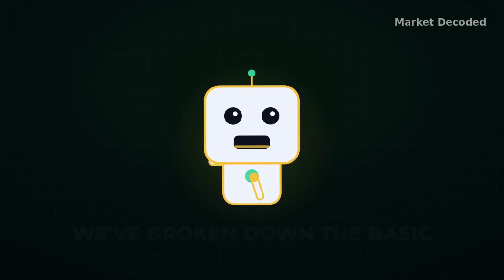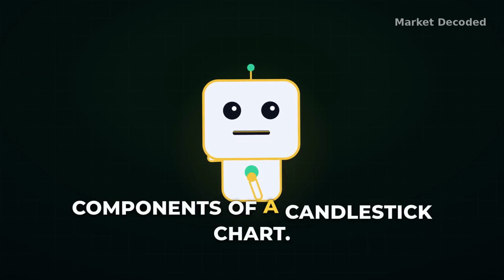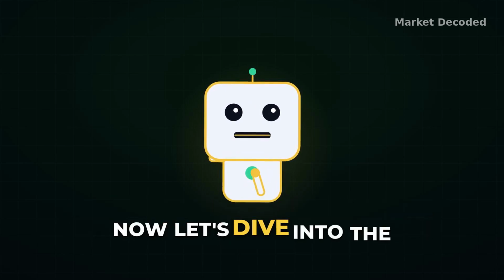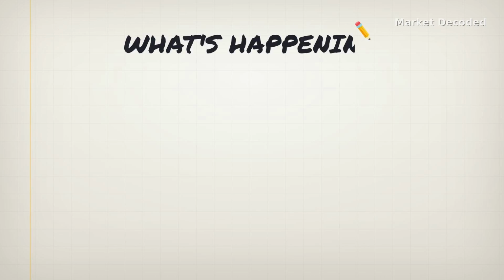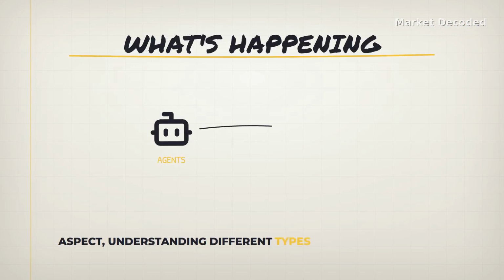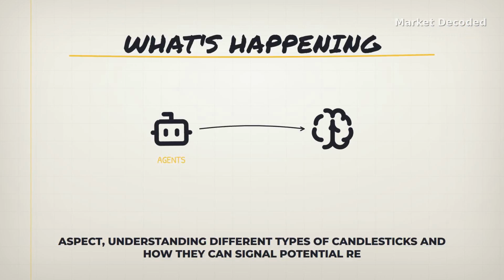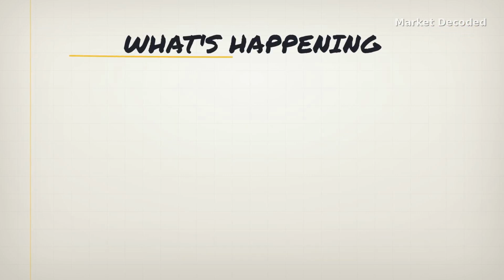All right, so far we've broken down the basic components of a candlestick chart. Now let's dive into the third key aspect: understanding different types of candlesticks and how they can signal potential reversals or continuations in market trends. Imagine you're looking at a candlestick chart like it's a weather map for the financial markets.